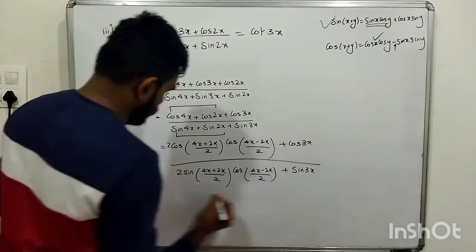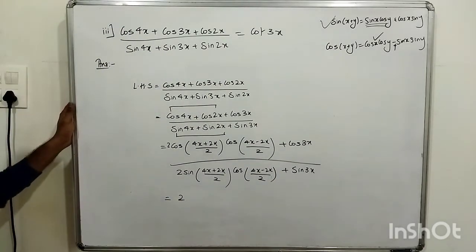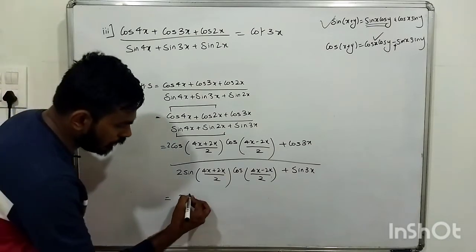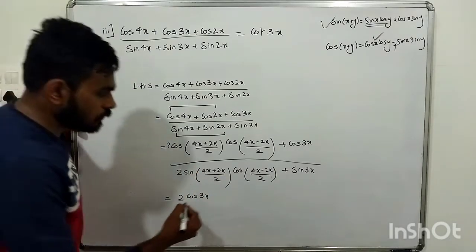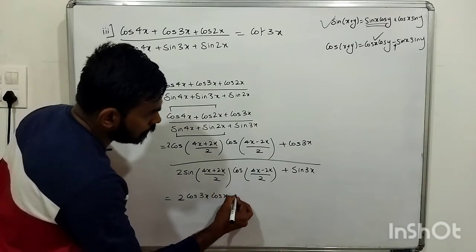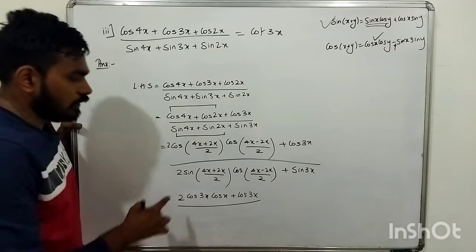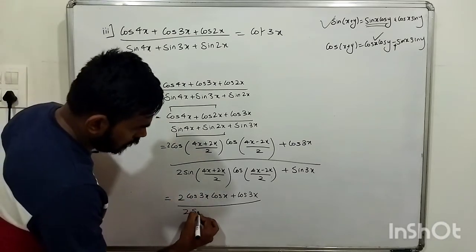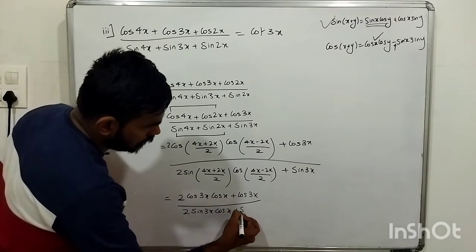Now 2 cos((4x+2x)/2) is 2 cos 3x, then cos((4x-2x)/2) is cos x, plus cos 3x, upon 2 sin 3x cos x plus sin 3x.